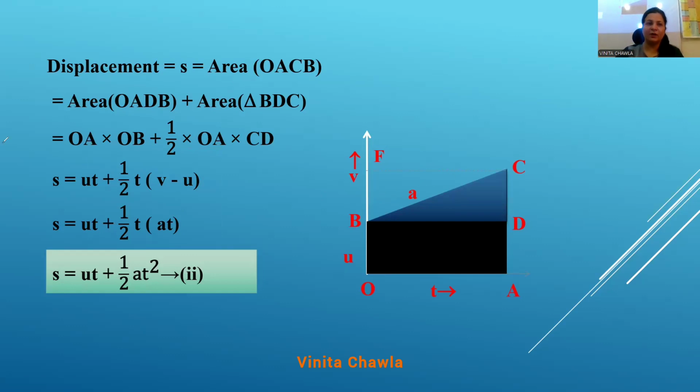ये आपका जो V है ना, ये पूरा V है, यहाँ से लेकर यहाँ तक you have V. And U is this. And this is your T.